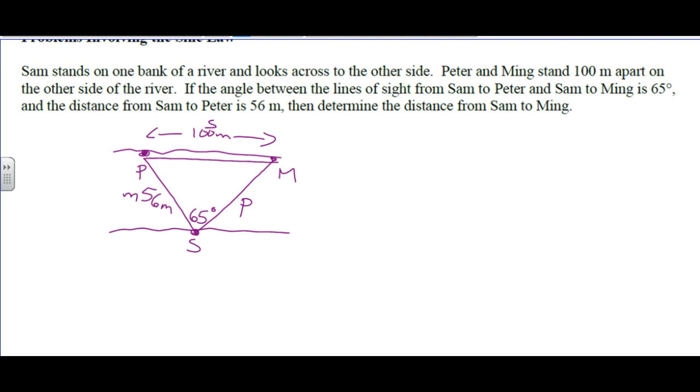So what we do is set this up and say little p over the sine of angle p, but then say, hey, I don't know little p, and I don't know the sine of angle p either. So I cannot directly solve for the distance from Sam to Ming. The only thing I can find is this angle here. So we're going to have to do two steps. We're going to have to find this angle, use it to get this angle, and then use the sine law again to get this side. So be aware when you're solving problems, you may have to do it in two steps. It doesn't always work in one step.